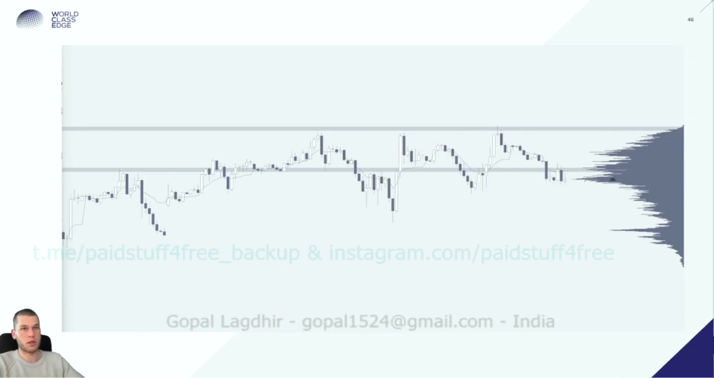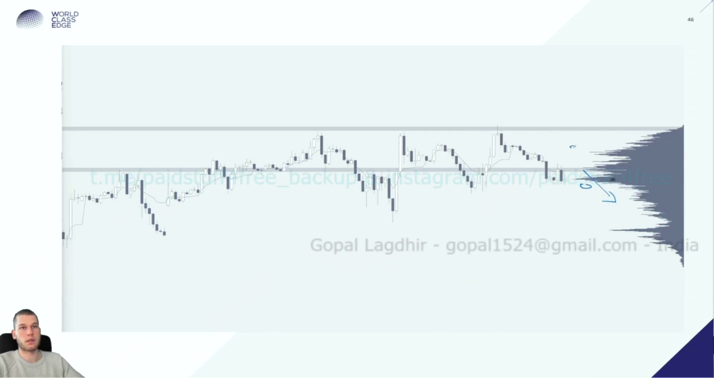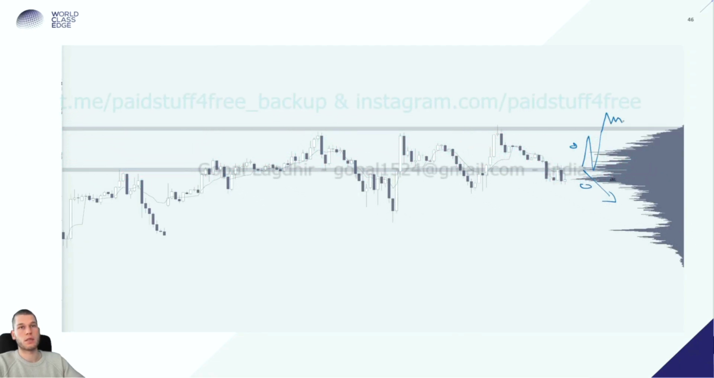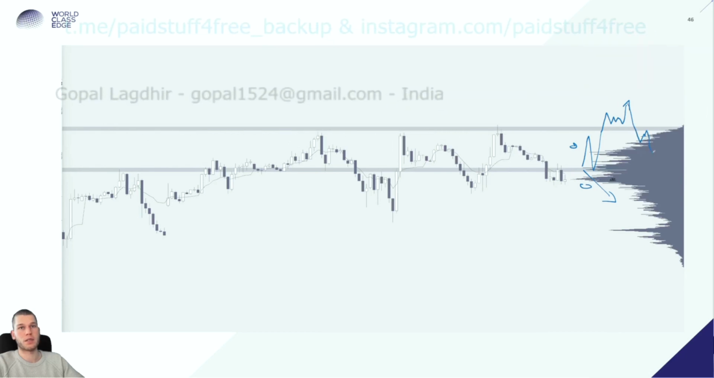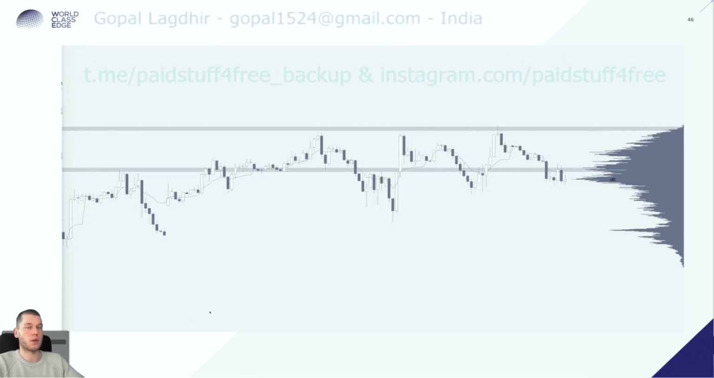But if we are opening below, we most likely continue to look for short trades. If we open inside, we play balance. If we accept the prices above, we will look for long trades. If we break back in and accept it, we look for short trades. That is the logic behind our business zones, and that's the way we use them.